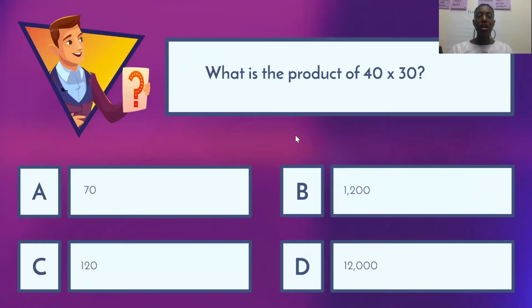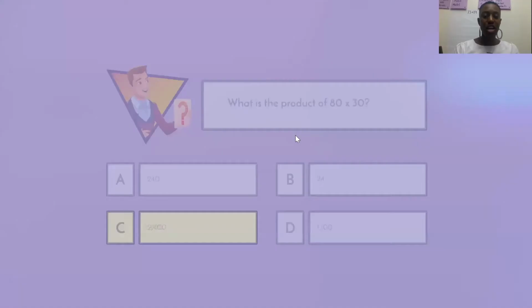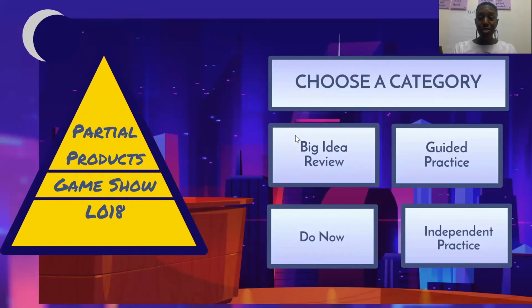What is the product of 40 times 30? I love how you're just telling me the process that you're taking. Yes, confidence. I agree. Good job. What is the product of 80 times 30? Yes, excellent work. C, 2,400. That completes our do now.